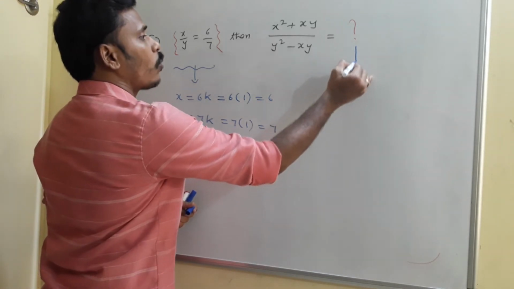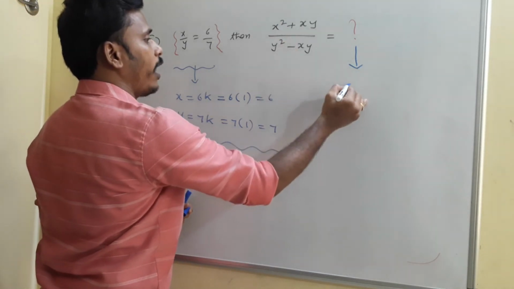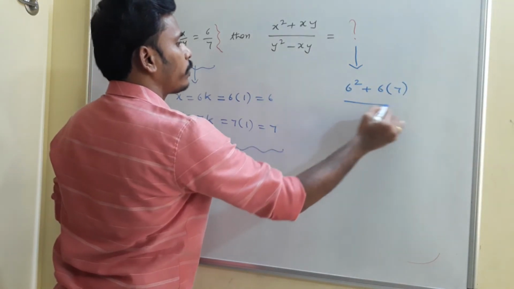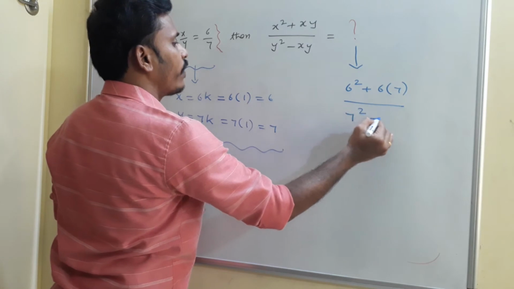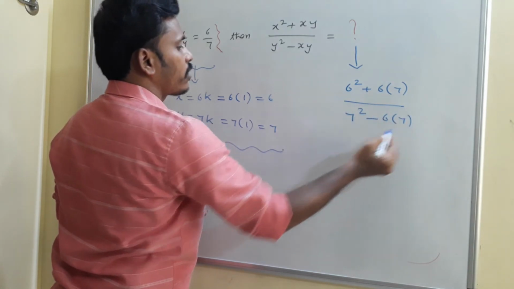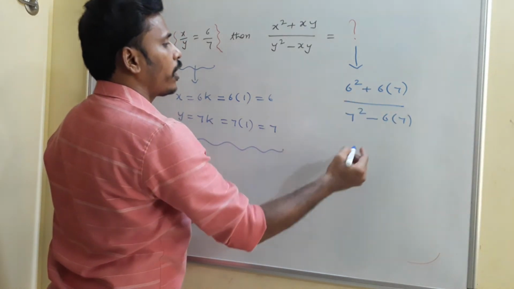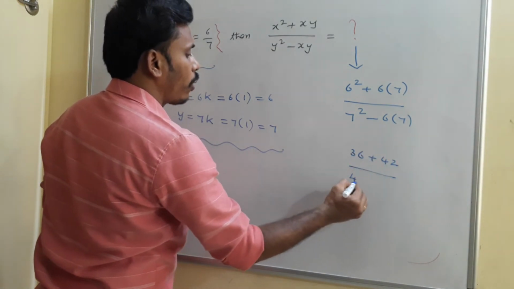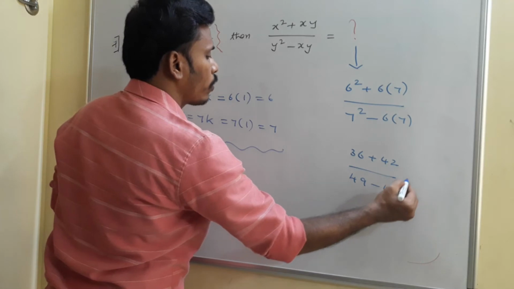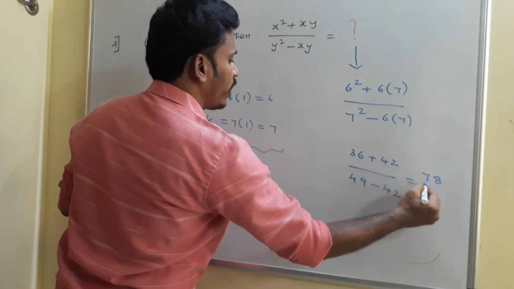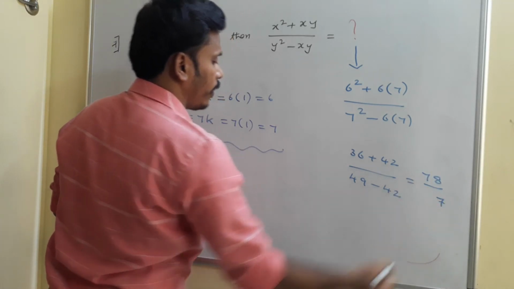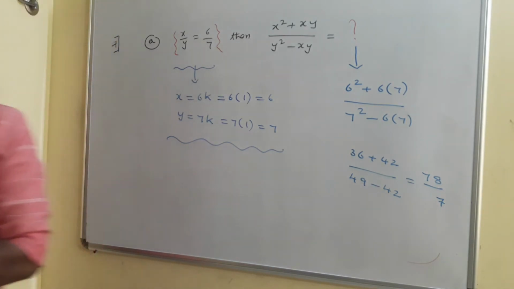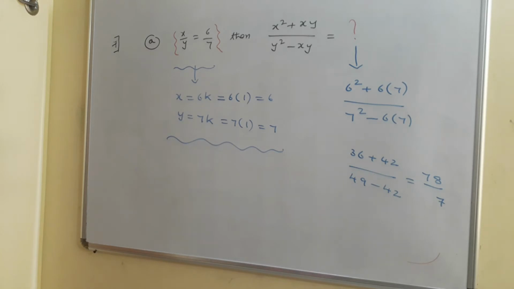And now this value is nothing but x square is 6 square plus xy, 6 into 7, y square is 7 square minus xy, 6 into 7. 36 plus 42 divided by 49 minus 42. On simplification, this is 78 and this is 7. So at the end, your value is just 78 by 7. Just have a look.